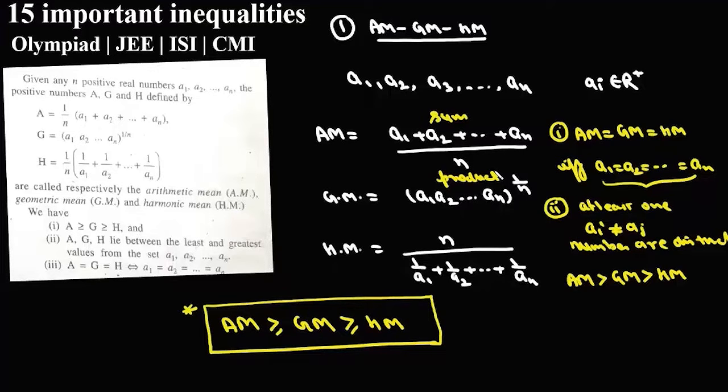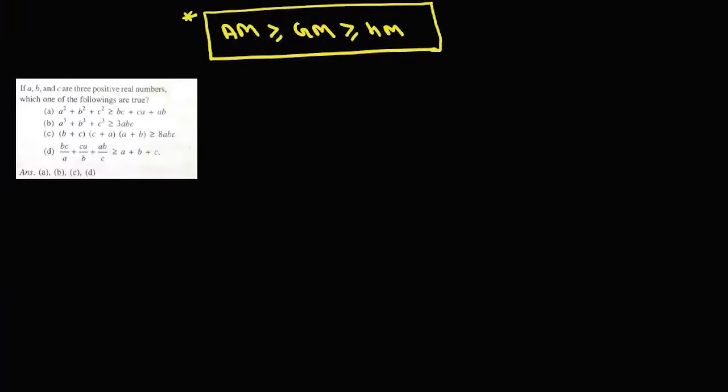Now let us take up some examples. The first question is: if a, b, c are three positive real numbers, so a, b, c are positive real, then which of the following is or are true? The first one is a square plus b square plus c square is greater than or equal to bc plus ca plus ab.